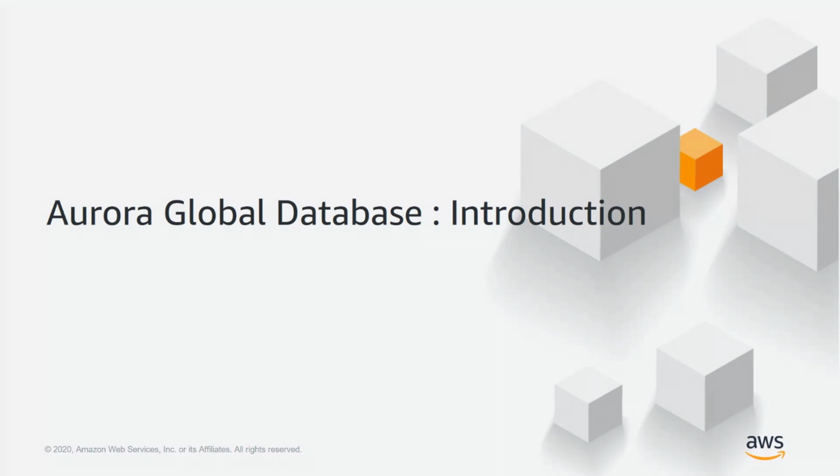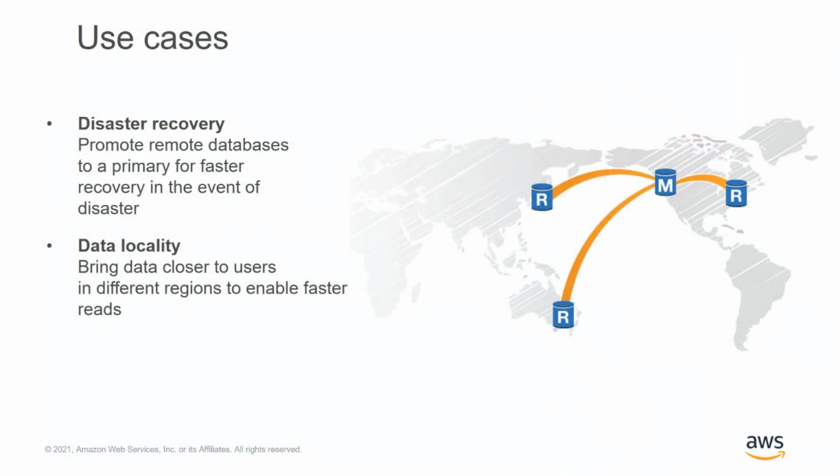So let's switch gears a little bit. We talked about the high availability and the fault tolerance of Aurora database within a single region. But how do you achieve all of that across the region, across multiple regions for that matter? So that's where global databases come into picture.